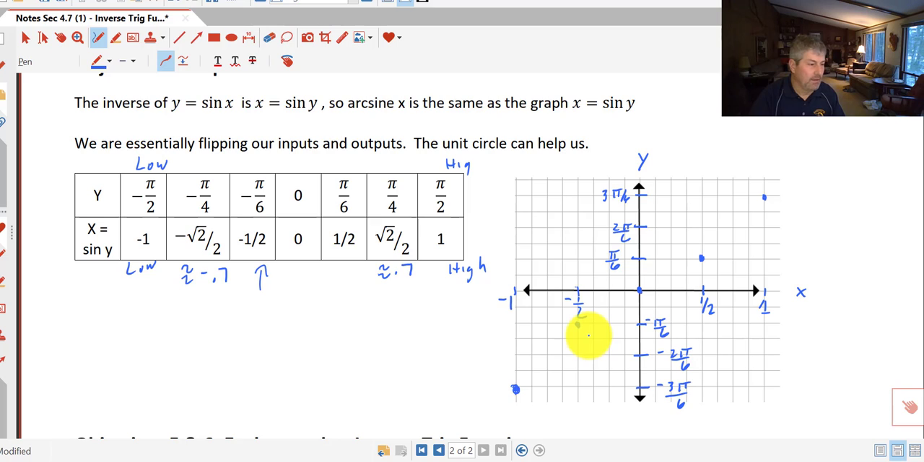Now, if I did want to get a little bit creative here and look for negative pi over 4 and negative square root of 2 over 2, that's going to be about 0.7. And that point is going to be right about here. So the reflection of that point, again, is going to be right about in here. So my inverse function is going to look something like, not my best graph, but it's going to look something like that.